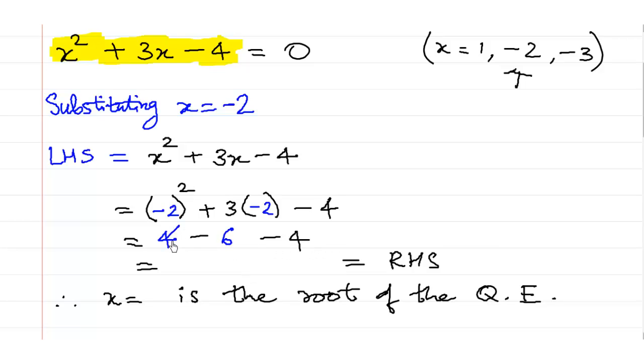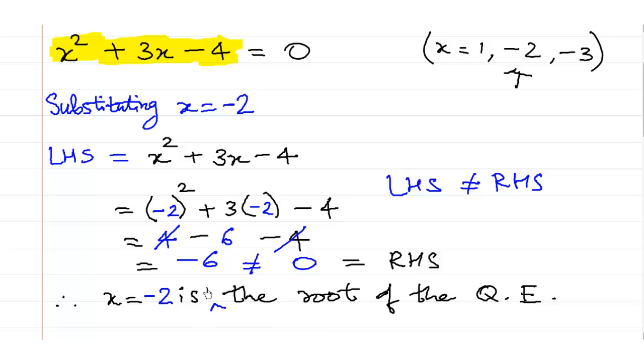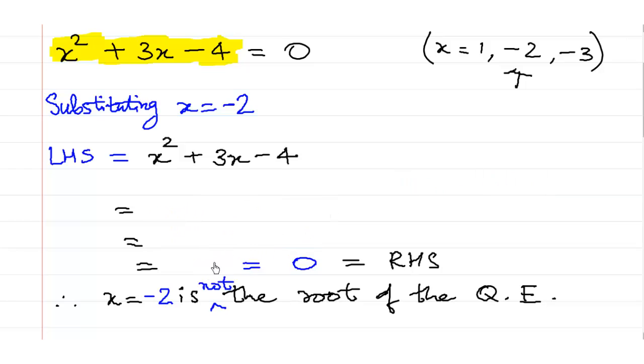So it's minus 6 minus 4. You can see 4 minus 4 is 0, and we have a minus 6, and minus 6 is not equal to 0. So over here LHS is simply not equal to the RHS. It means that x is equal to minus 2 is not the root of the quadratic equation. So if it does not satisfy, it's not a root. If it satisfies, it's a root. So let's continue.